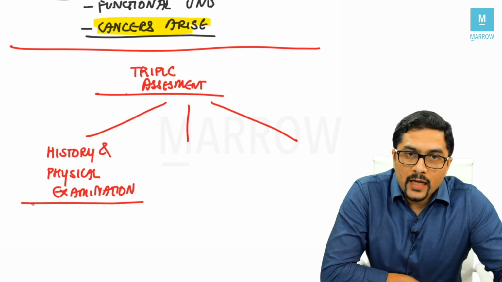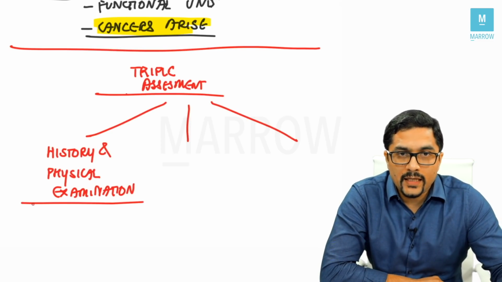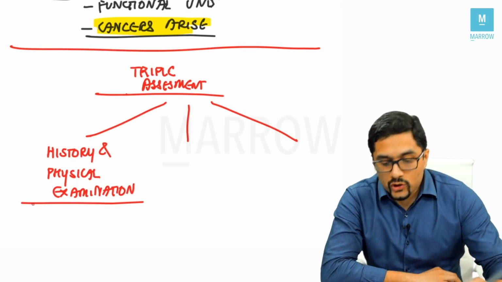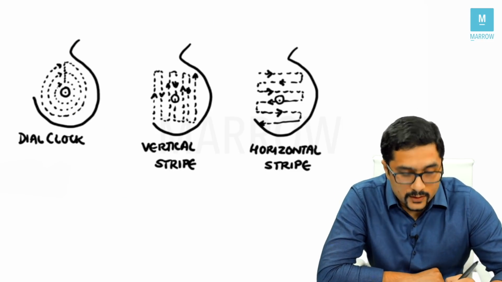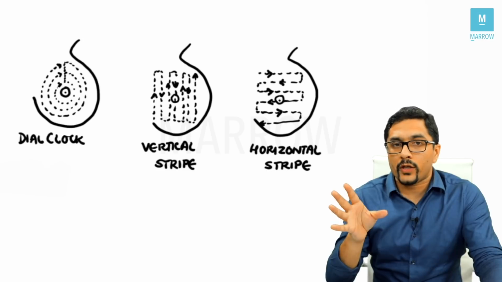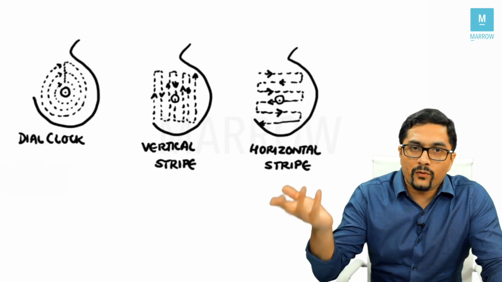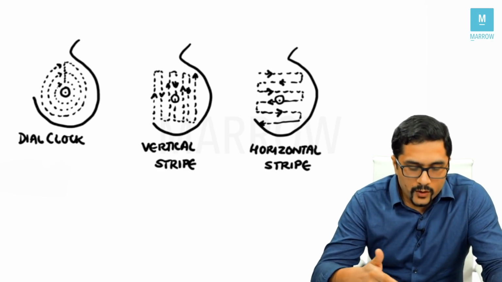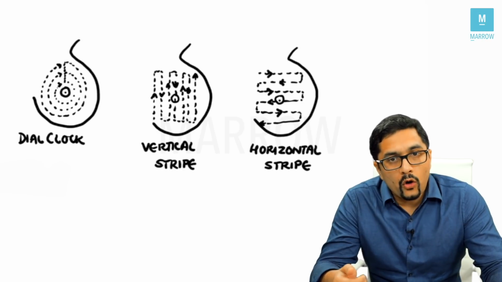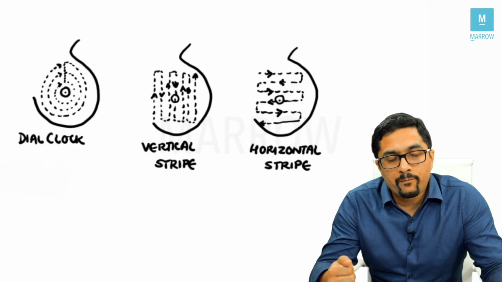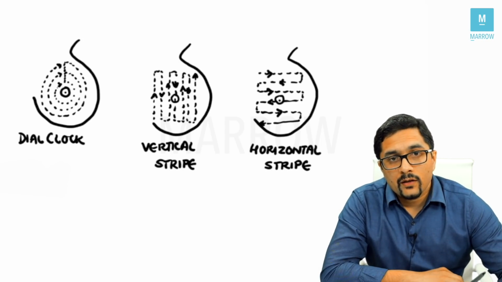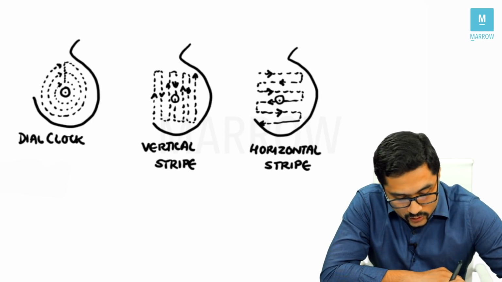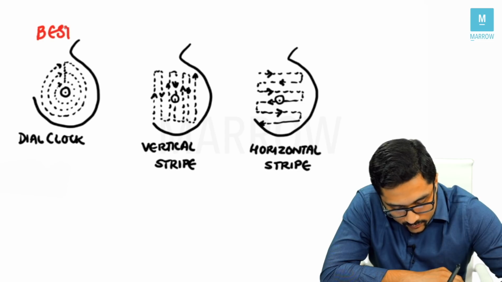And a point which I want to tell you here, when you carry out physical examination of a breast lump, we usually can follow these techniques. You can follow the dial clock method, in which you report it in the form of 3 o'clock or 4 o'clock or 5 o'clock, or you can do the vertical stripe method, or you can do the horizontal stripe method. But in the AIIMS exam last year, they asked which is the best method for doing breast examination. So the best method is the dial clock method.